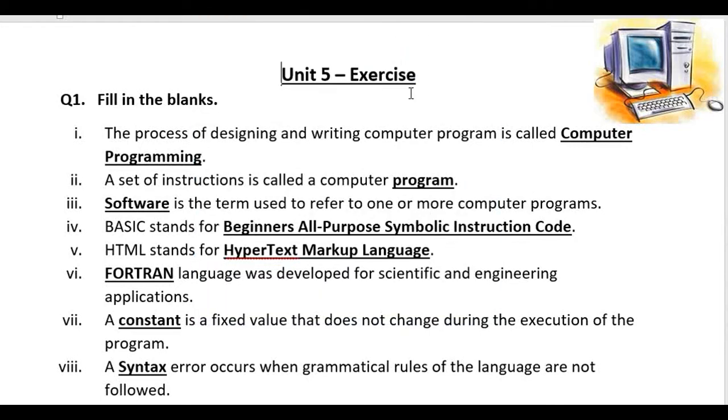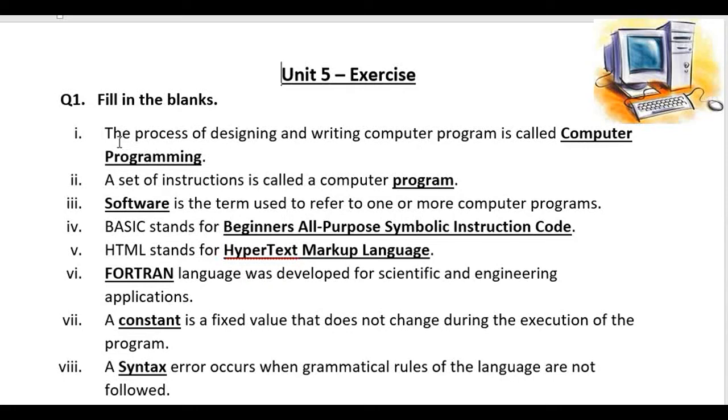Students, today we will solve the exercise of unit 5, that is computer programming. So here in this exercise we will solve the first question, that is fill in the blanks, then MCQs, and then some of the true, false and match columns are given. First of all, question number 1, fill in the blanks.